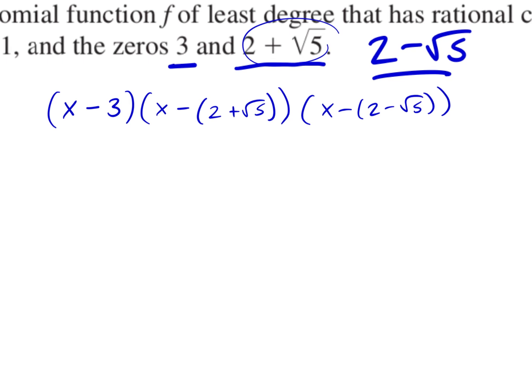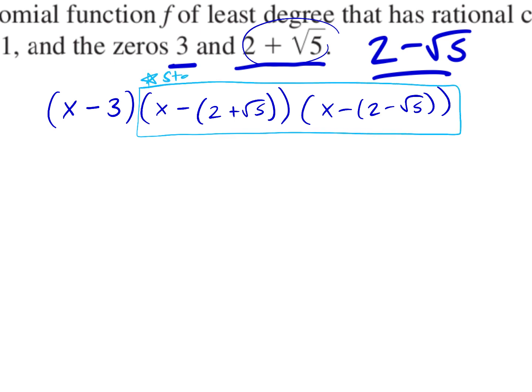So we are working backwards. We start with our answers, then we put it into the factored form. So it's always x minus the number. Now we are going to have to multiply this out and find our polynomial. So I'm going to start with my conjugate pair. It's always going to be easiest to start with the pair.